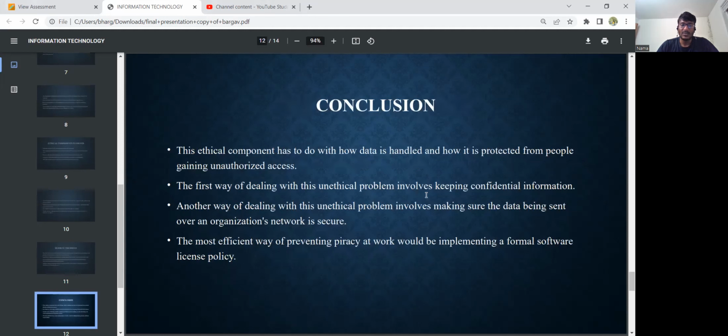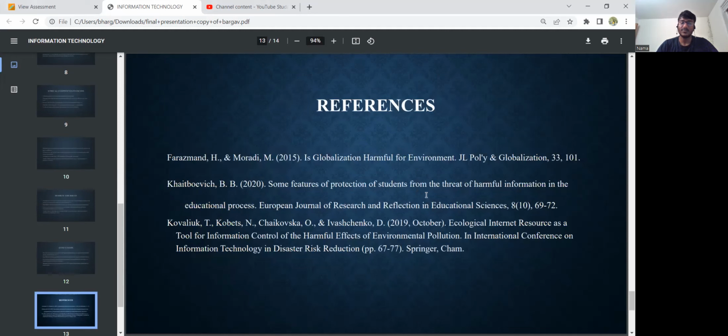Conclusion: this ethical component has to do with how data is handled. The first way of dealing with this ethical problem involves another way of dealing with this unethical problem: making sure the data being sent over an organization's network is secure. The most efficient way of preventing piracy at work would be implementing a formal software license policy.